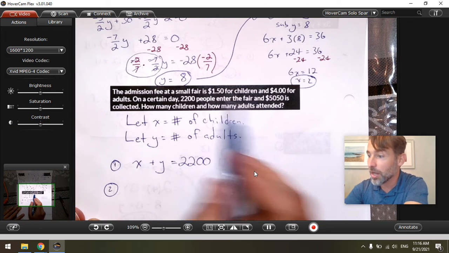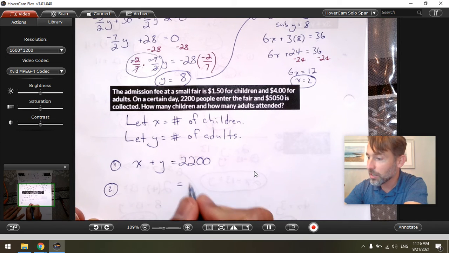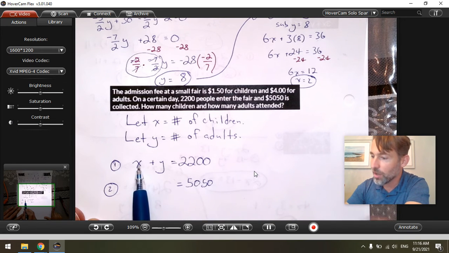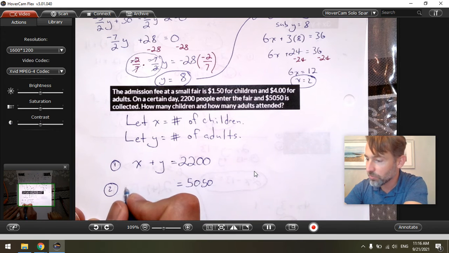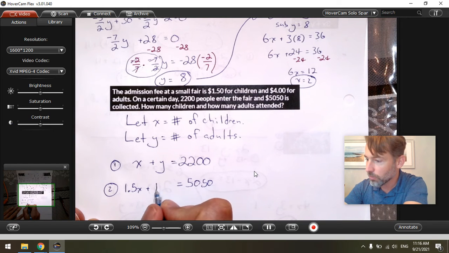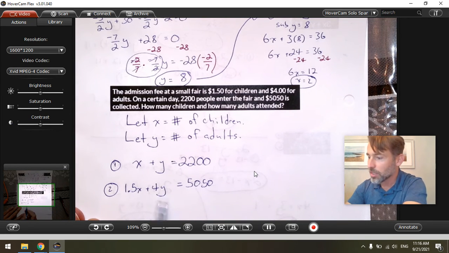And I'm going to get that by the amount of money collected. It's $5,050. And how did they make that money? Well, every child who came paid $1.50. So I'm going to put 1.5x plus 4y, because every adult who came paid $4. Every child that came paid that and gave me that amount of money.